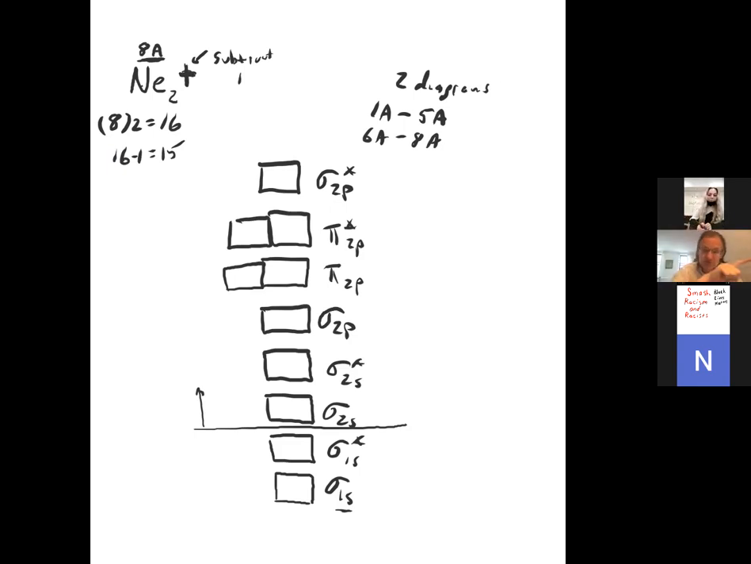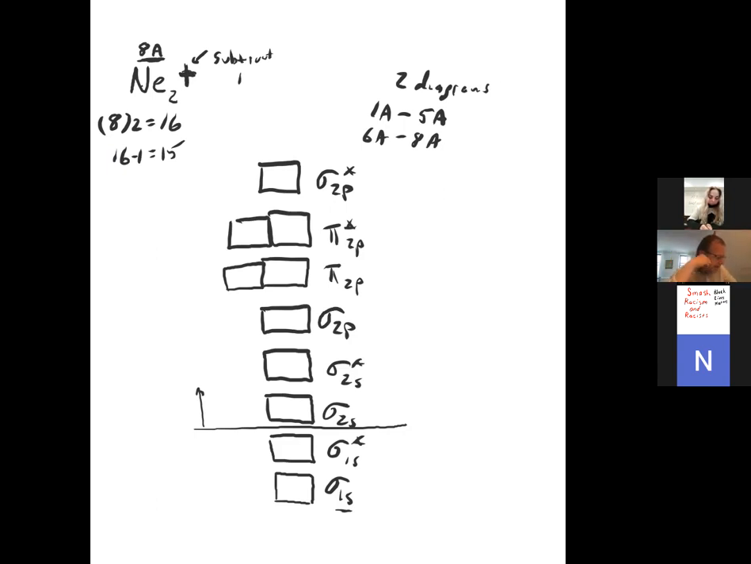One is fill out this diagram, spin up, spin down, all that. Two, do the bond order, bonding electrons minus antibonding electrons divided by 2. And then three, paramagnetic or diamagnetic. Any unpaired electrons, it's paramagnetic. No unpaired electrons, it's diamagnetic.